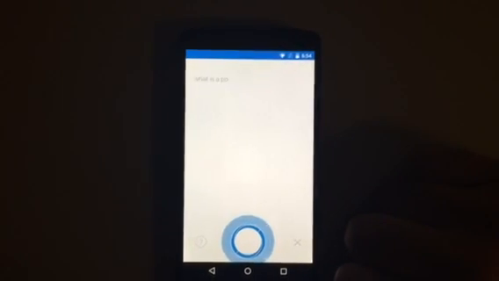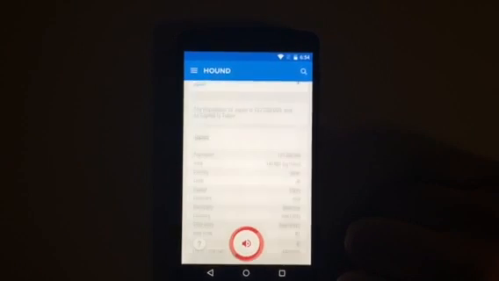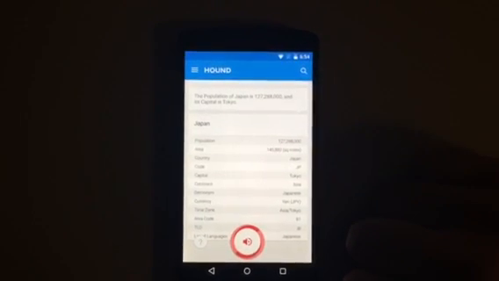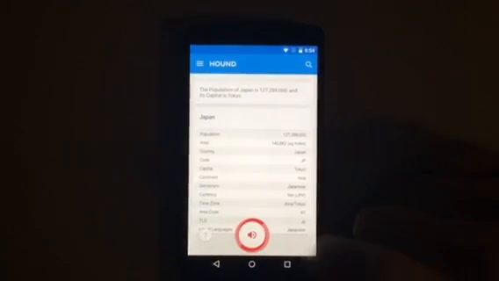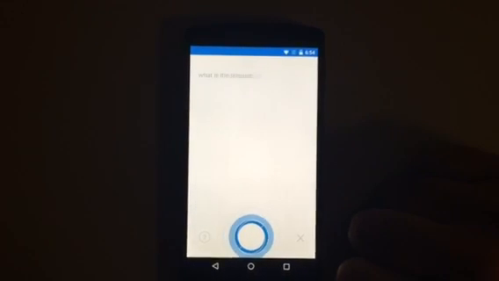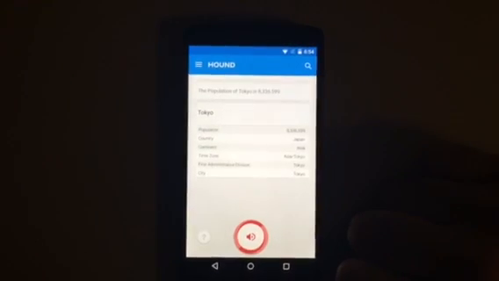What is the population and capital of Japan? The population of Japan is 127,288,000 and its capital is Tokyo. What is the population of capital of Japan? The population of Tokyo is 8,336,599.